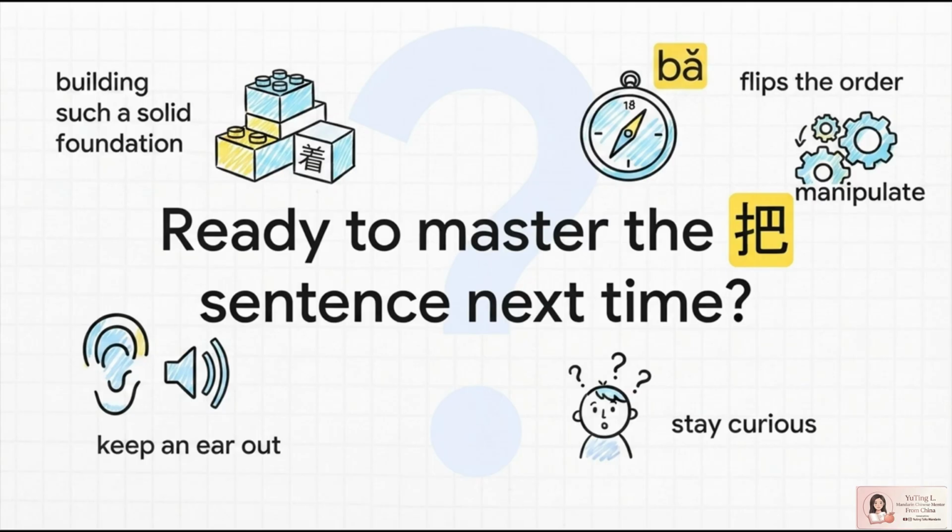For sure. And hey, think you've got Chinese verbs all figured out? Wait until next time when we introduce that ba sentence, a tool that flips the order of your sentences upside down to show how you manipulate the world around you.